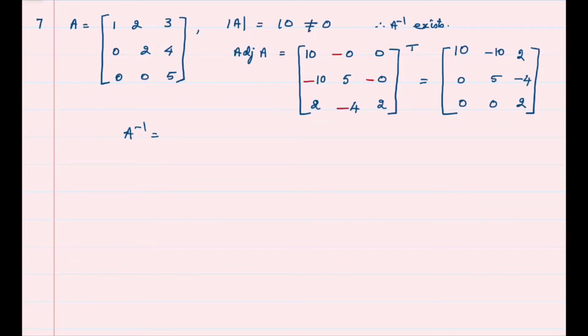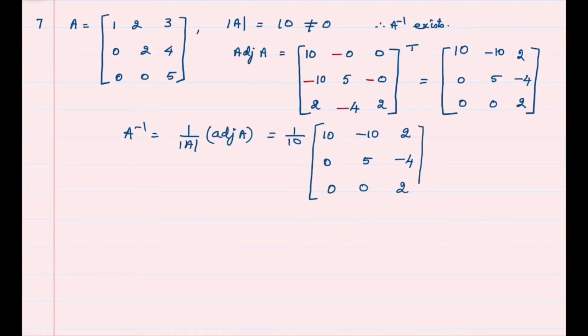A inverse is 1 by determinant of A times adjoint of A, 1 by 10 times 10, minus 10, 2, 0, 5, minus 4, 0, 0, 2. You may leave the answer in this form, or we may multiply by 1 by 10 and write it as 1, minus 1, 1 by 5, 0, 1 by 2, minus 2 by 5, 0, 0, 1 by 5.